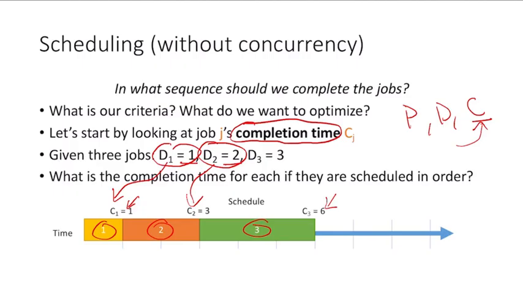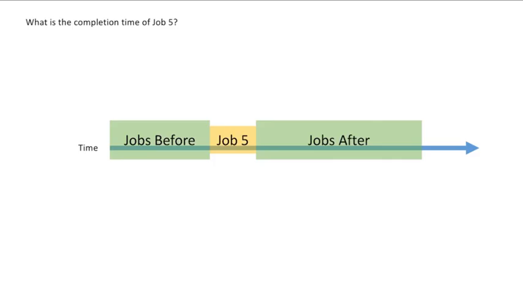So if I rearrange these, each of these jobs would maintain their same priority and duration, but they could have different completion times. So let's focus in on one particular job here. What is the completion time of job 5? So what I'm trying to get you to think about with this slide is on what does it depend? So maybe that's a good place to start.